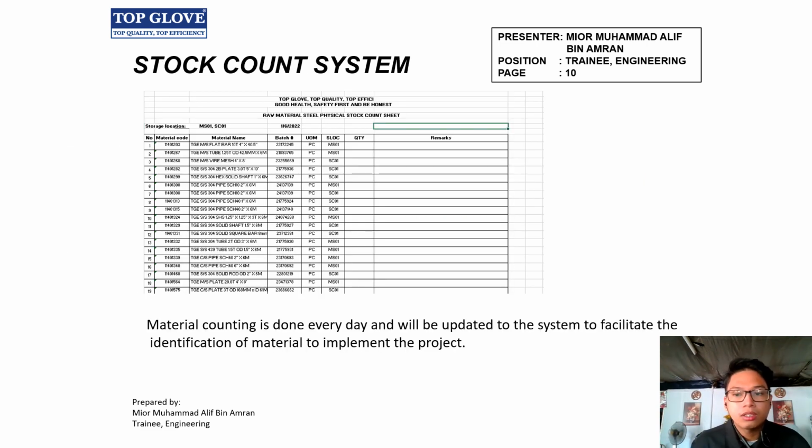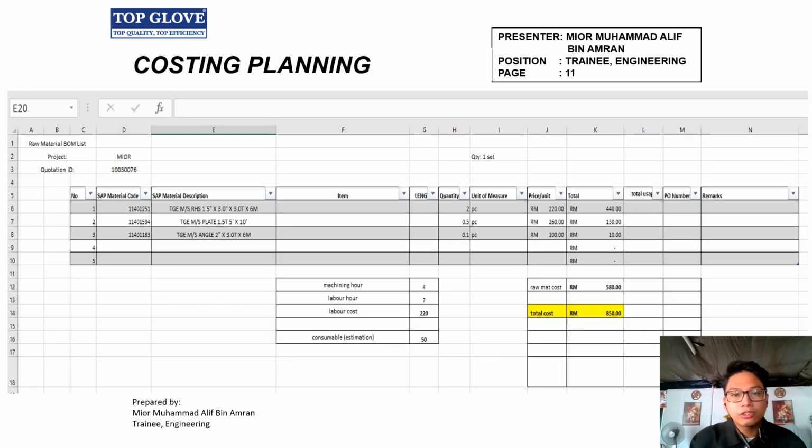So this is the stock count system. So material counting is done every day and will be updated to the system to identify the material to implement the project. So next, costing planning. So costing planning totals 8500. So if not using existing material, then material will be purchased.